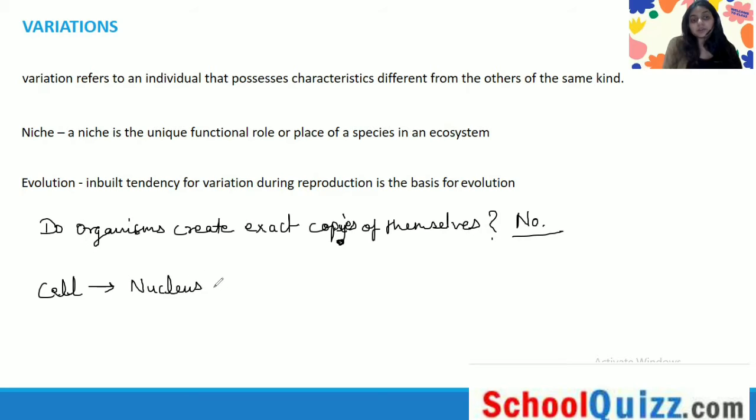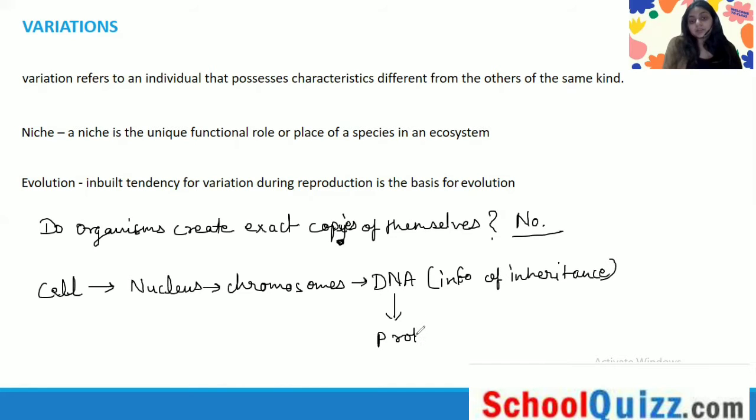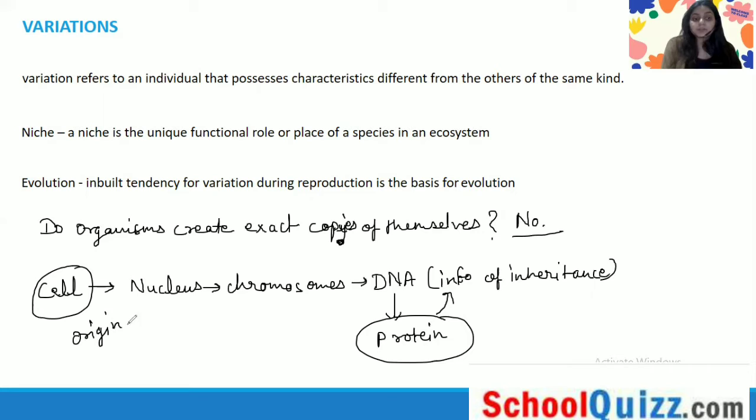and in the nucleus we have chromosomes, and in the chromosomes we have DNA, and this DNA contains the information of inheritance, and based on this information the DNA makes a protein. So it is based on this information. The information is similar to our parent cell, meaning the original cell.